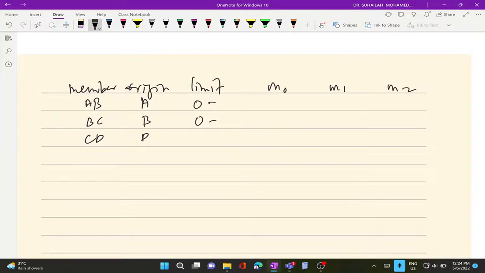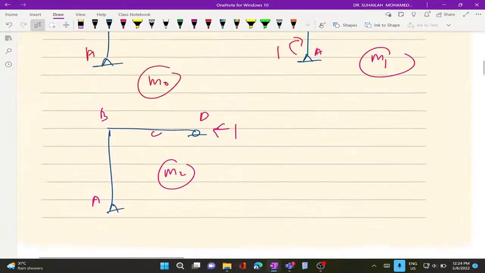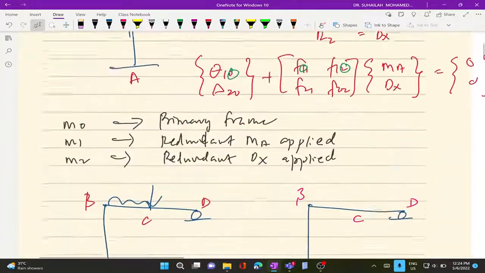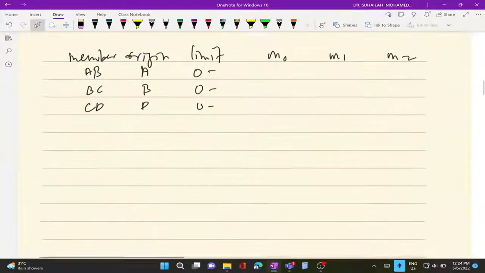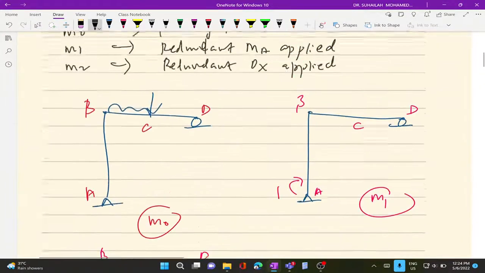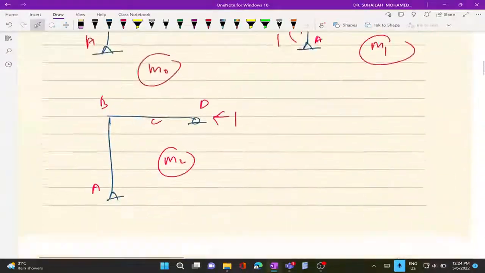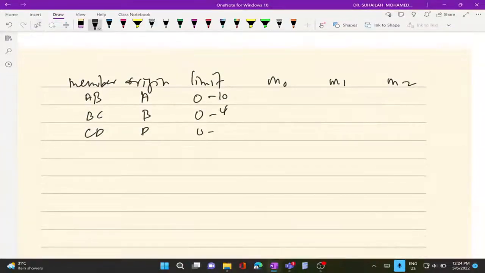And for CD, if origin tu D, so D tu part of C dengan D, either one of that. So ini start dengan 0. So 0 to member length. Member length A to B, A to B tu 10 meter. So ini jadi 10. B dengan C, jarak BC, distance BC berapa? BC 4 meter. So this is 4 meter. C dengan D, origin D, this is 5 meter.